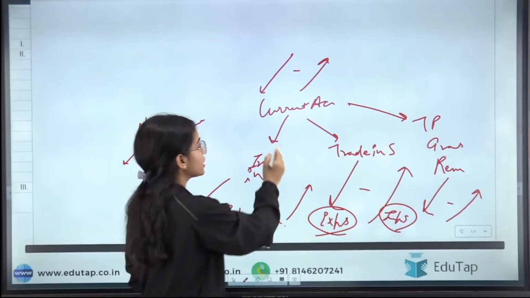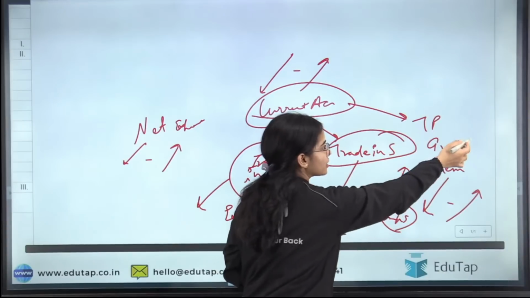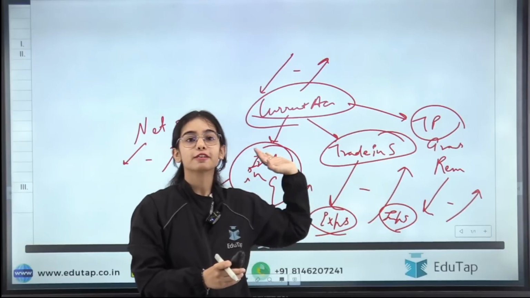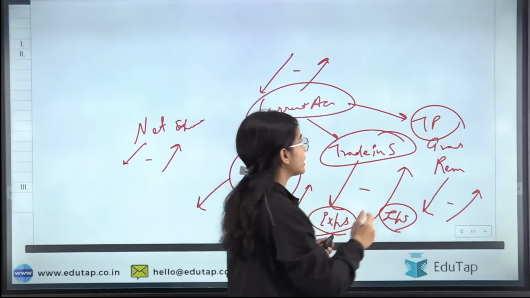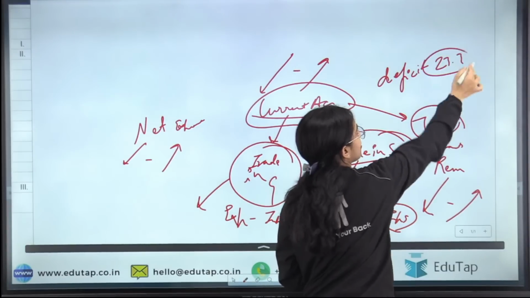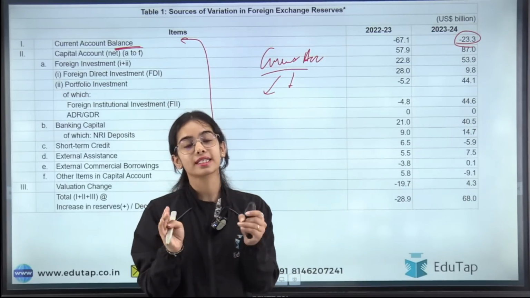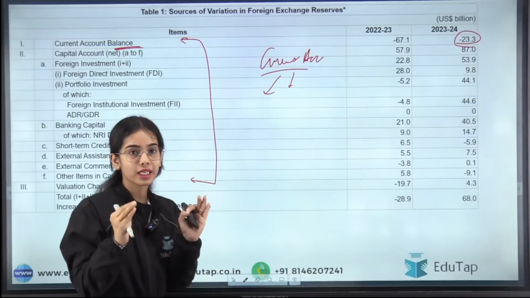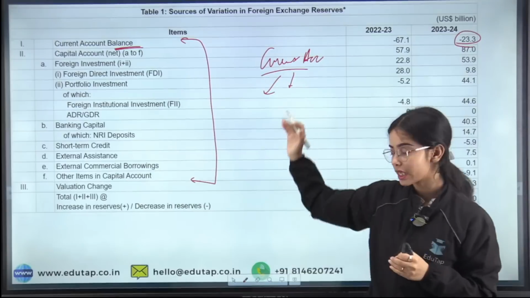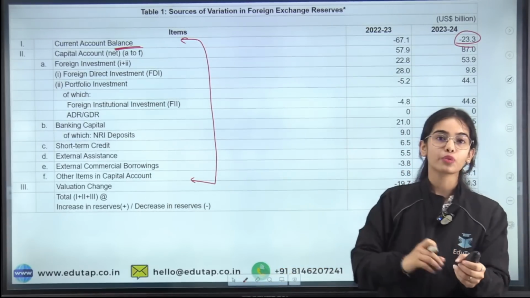In the current account, we see the trade in goods, the trade in services, and the transfer payments. So in these three components of the current account, there is a deficit in total. The deficit that has happened is $23.3 billion. Okay, in the current account, the deficit has happened of 23.3 billion. Now, this is about the current account. I hope this is very much clear that in the current account, we have faced the deficit of 23.3 billion.